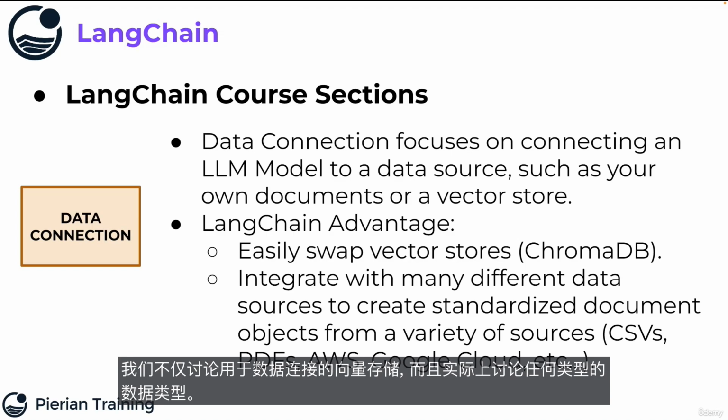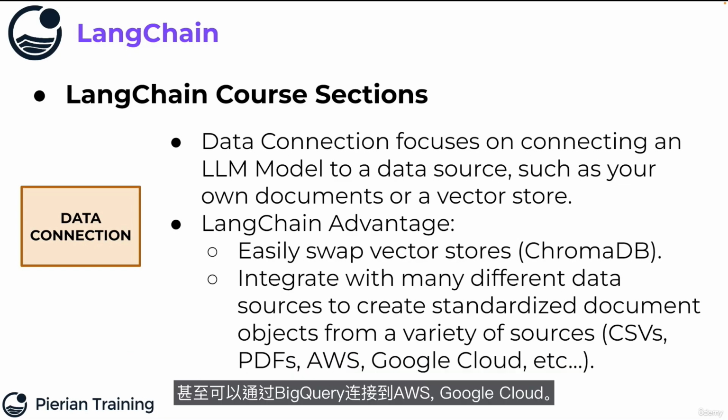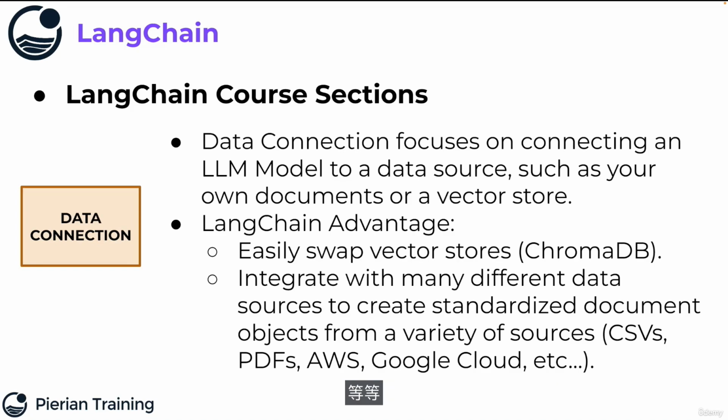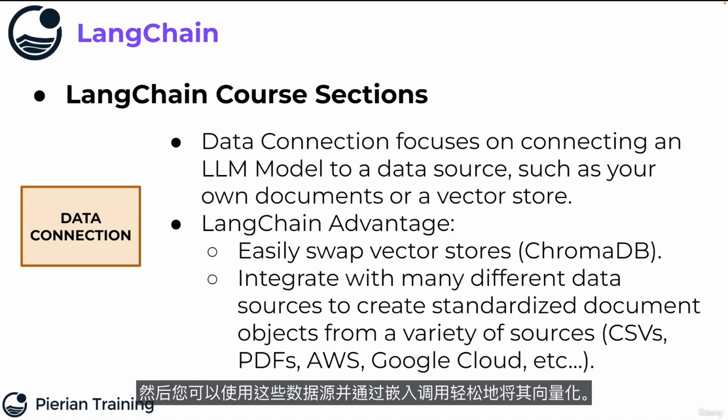And not only are we talking about vector stores for data connection, but really any sort of data type. You're going to see us be able to connect a model input to a variety of standardized document objects with LangChain that can read in things like CSV files or PDFs, or even connect to AWS, Google Cloud via BigQuery, etc. There are a ton of integrations that are already built in, allowing you to easily switch your model inputs to connect to the correct data source. And then you can take those data sources and easily vectorize them with an embedding call.